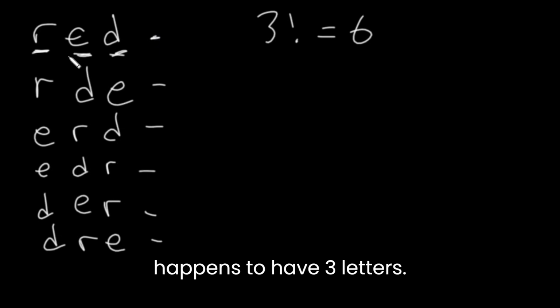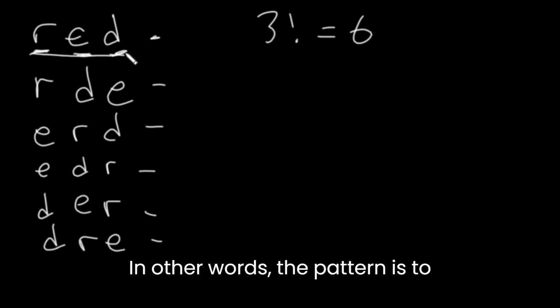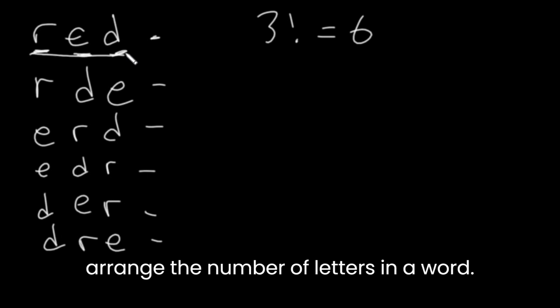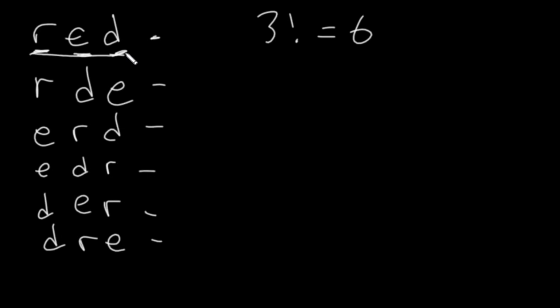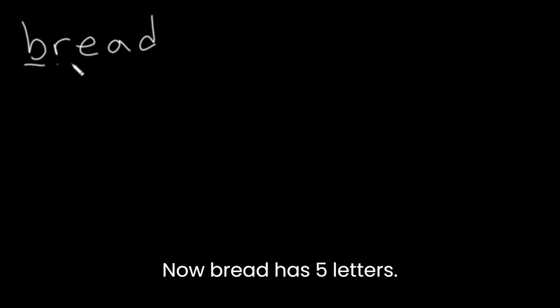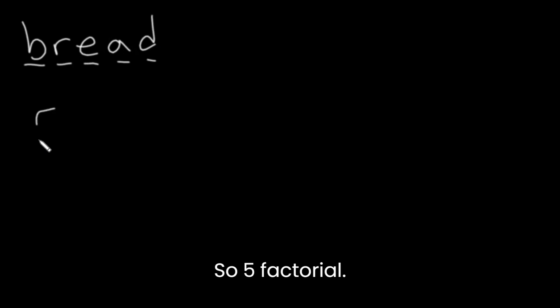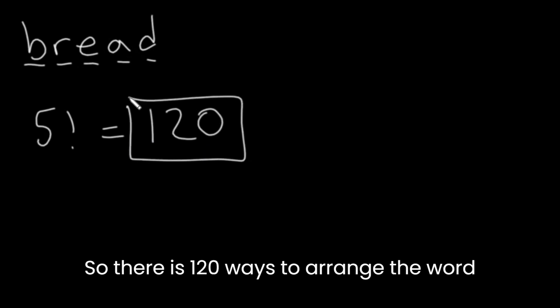And red just so happens to have 3 letters. In other words, the pattern is to arrange the number of letters in a word. We just need to find the number of letters and take the factorial of that. So try finding the number of arrangements of bread. Now, bread has 5 letters. So 5 factorial is 120. So there's 120 ways to arrange the word bread.